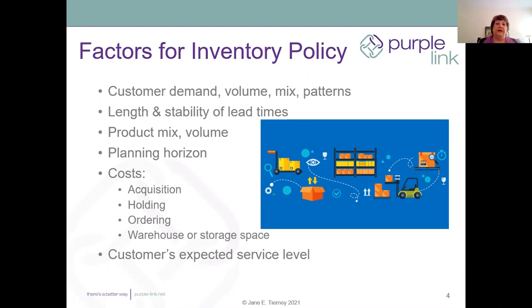And then, of course, there are costs of warehouse and storage space. Those costs are in addition to any kind of in-house inventory you have. If you have external warehouses, if you have to rent extra space, if you have distribution centers, any of that, those are also costs to manage inventory. So there's a variety of those, and you have to look at what's driving your company to say which costs are the most important. And then also you have to look at your customer's expected service level.